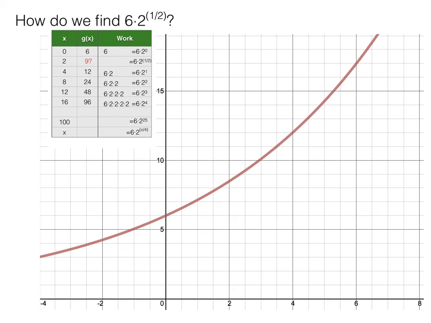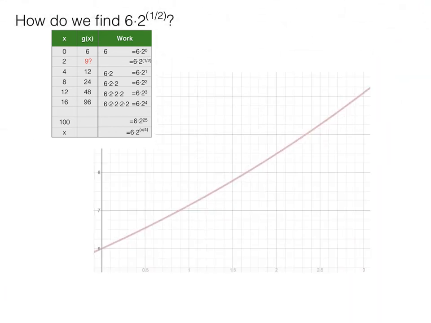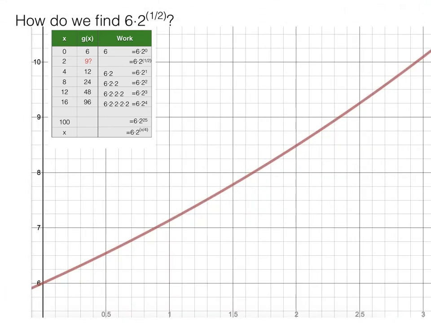Let's look at the graph. This is the graph of g of x equals 6 times 2 to the 1/2 power. That's our graph. Okay, it looks curved. Let's zoom in. So we're zooming in. Now it looks straighter. It's really not. It's just as curved. It's just that we've zoomed in, so it seems to be straighter. But if you look closely, you can tell that it's actually curved. And we are guessing that when x is 2, g of x is 9. That's what our guess was.